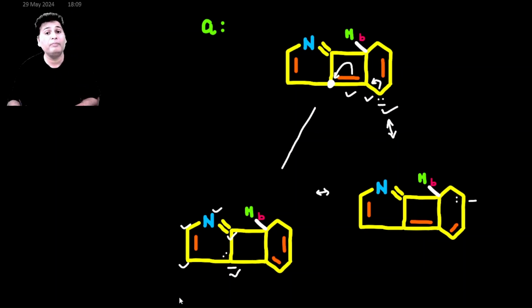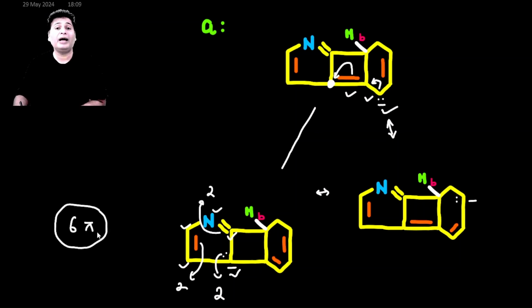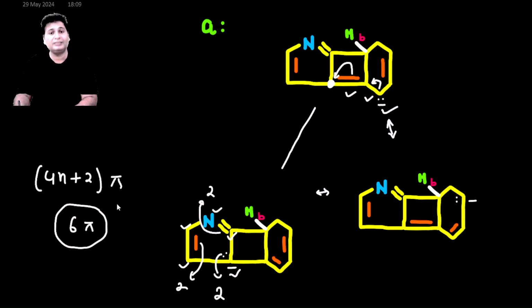And if you count the number of electrons which are moving in this cycle, you will find that 2 electrons from here, 2 electrons from here, and 2 electrons from here. So altogether you will get 6 pi electrons doing cyclic conjugation, and you are now well aware of the fact that if there are 4n plus 2 pi electrons doing a cyclic conjugation, as in our present case, where n can be 0, 1, 2, etc.